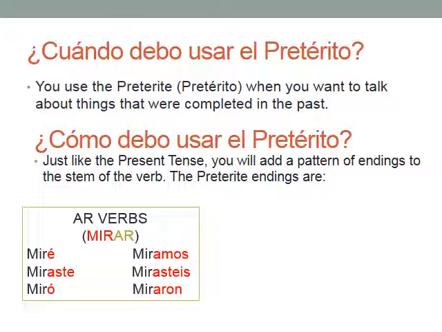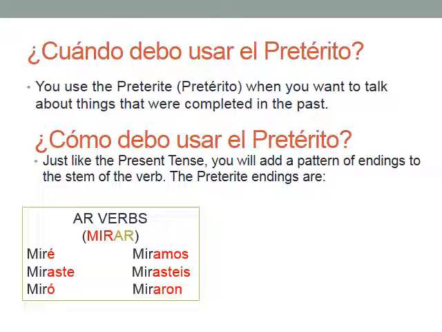All right. Nosotros form, it's amos. So miramos. You guys are probably thinking, that's the same as the present tense. You're right. It is the same ending as the present tense. And the way that you are able to differentiate whether someone is saying I look at or I looked at is the context of the conversation, the context of the sentence.